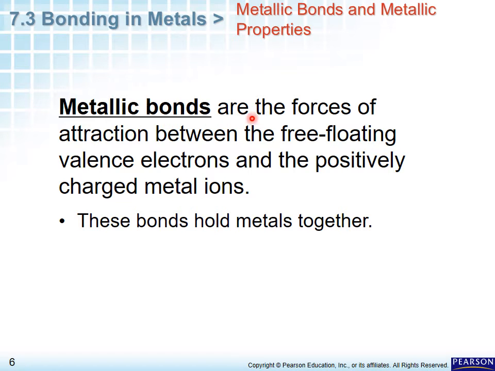Metallic bonds are the forces of attraction between the free-floating valence electrons and the positively charged metal ions. These bonds hold metals together. Because of this attraction, the bonds hold the metal together.